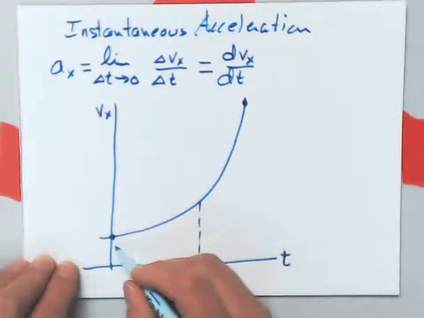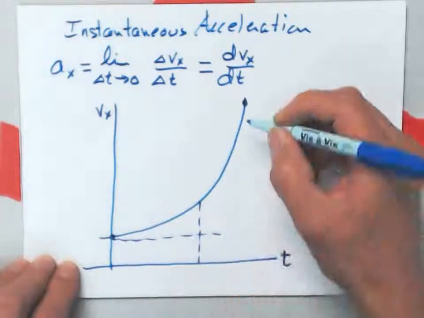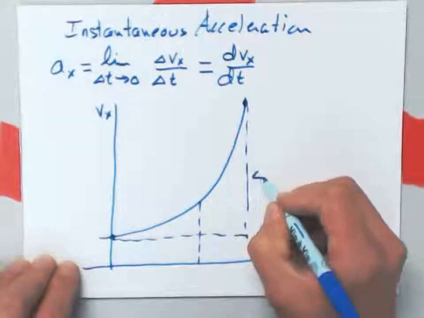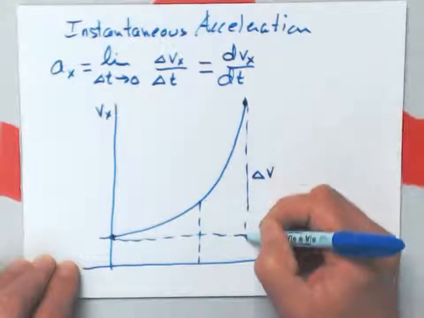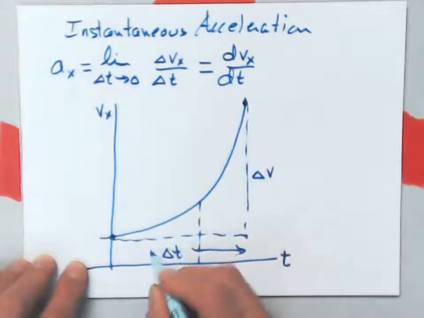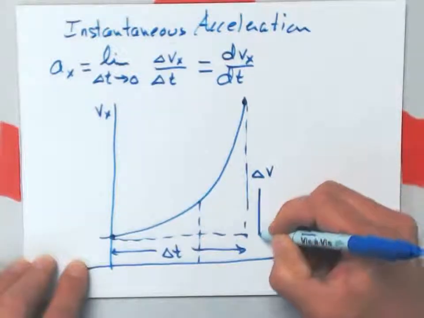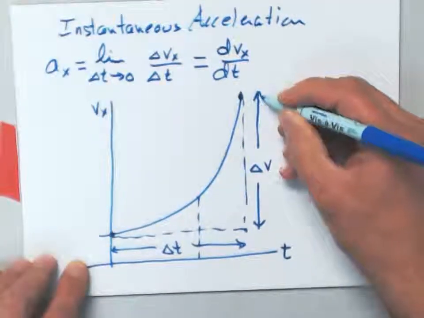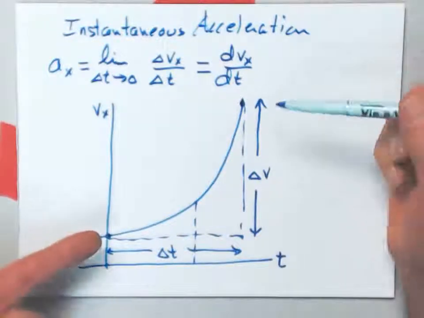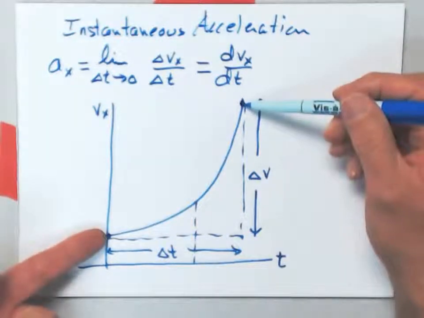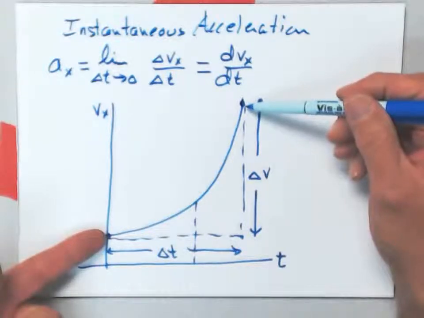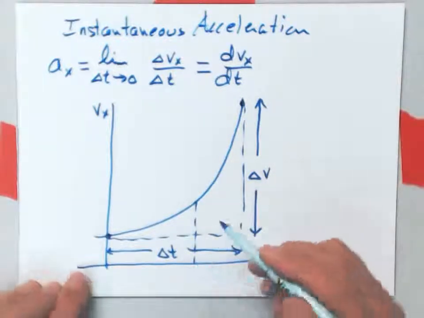If we did it at those two points, we would get a delta v that goes from here to here, and a delta t that goes from here to here, and we could take that ratio and that would give us the average acceleration between these two points. But it may not be a particularly good estimate of the acceleration at this point.